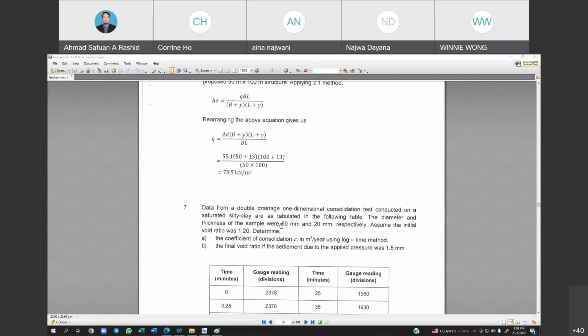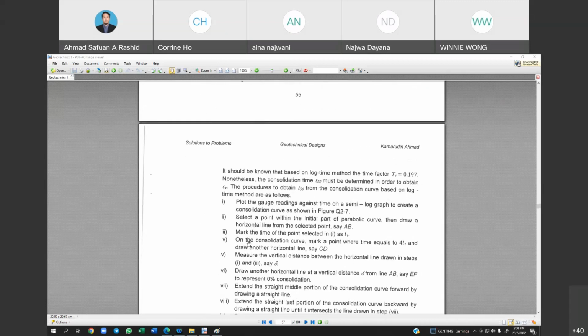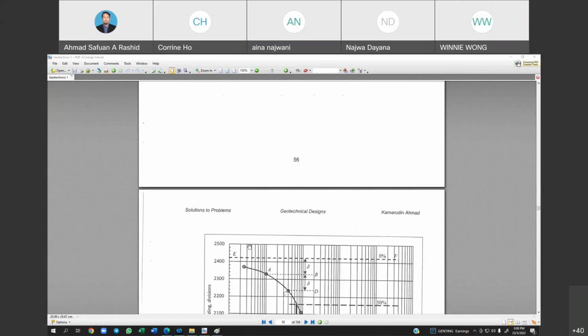Then determine the final void ratio if the settlement due to the applied pressure was 1.5 millimeter. So this is the value, or what we call the result from the lab. Then by using the log scale graph, we plot the result. So then this is the pattern.